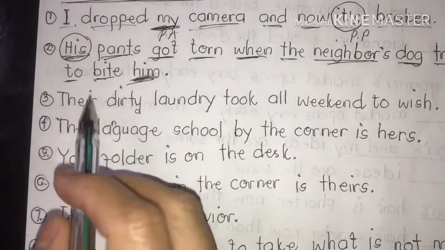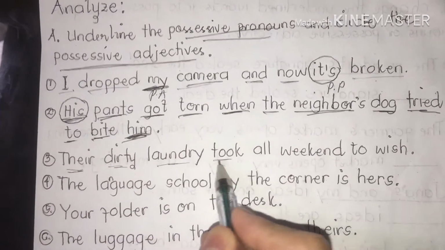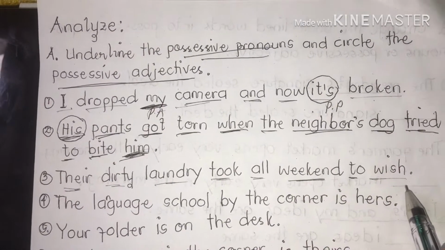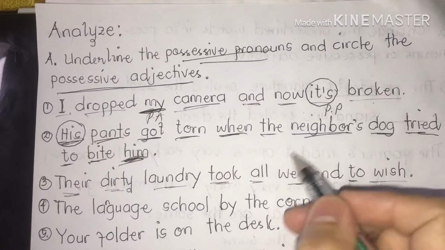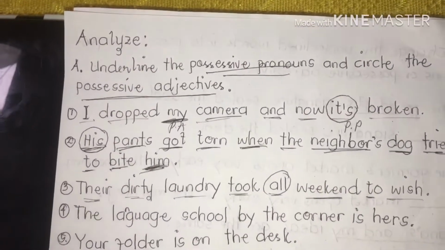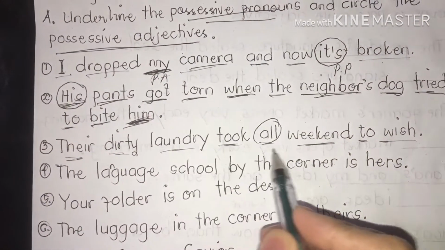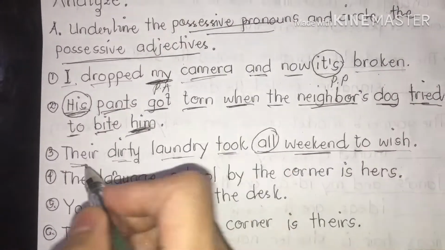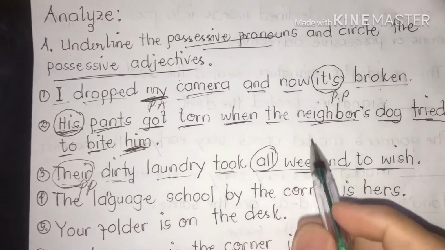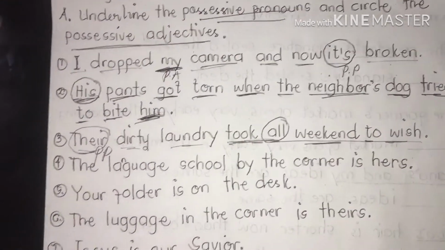Next we have: Their dirty laundry took all weekend to wash. So in our third sentence we have all. We're going to insert here all, because it refers to their dirty laundry taking all weekend to wash. So our possessive pronoun is there: their dirty laundry took all weekend. So kinuha ko lahat yung kanyang mga dirty clothes.